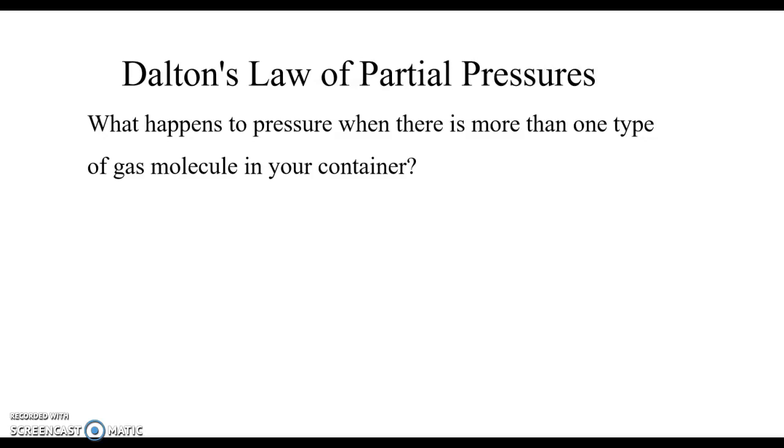Hello everyone. Today we're going to talk about Dalton's law of partial pressures, which addresses the question of what happens to pressure when there is more than one type of gas molecule in your container. For example, most people are familiar with the fact that air is made of a mixture of gases, including oxygen, nitrogen, water vapor, carbon dioxide, and some others.